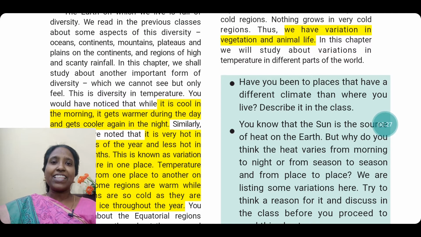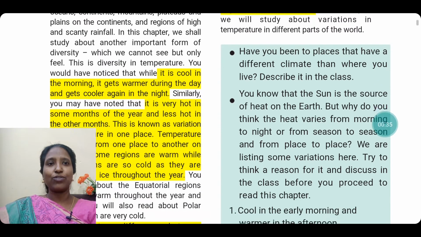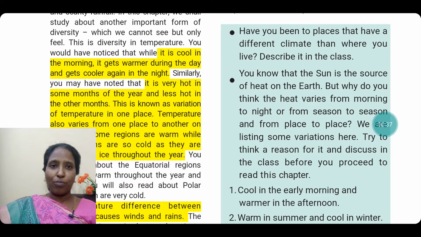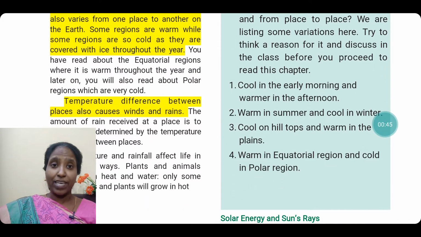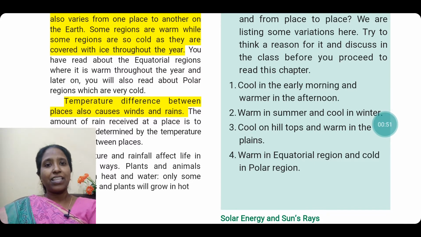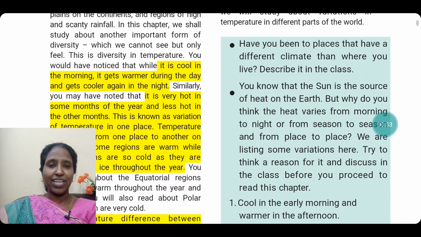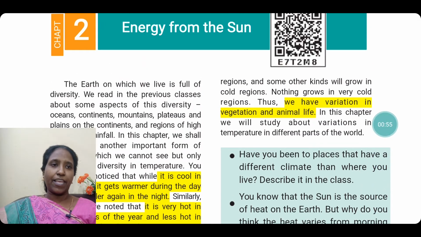Now we see there is a variance of temperature from place to place and from time to time. That is, it is cool in the morning and during the daytime it gets warmer, and it's hot in some places and it's cold in some places. So there is a variation of temperature from place to place. This variation of temperature from place to place causes winds and rains. That is, the air from the high pressure area moves to the low pressure area.